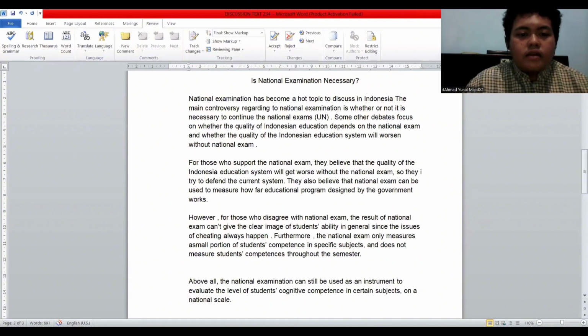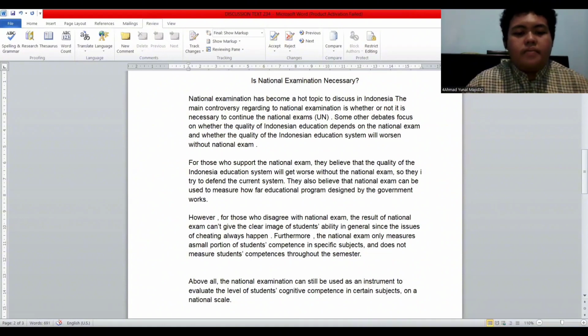We will see in the first paragraph, the first part. The first part of discussion text is the issue. National examination has become a hot topic to discuss in Indonesia. The main controversy regarding the national examination is whether or not it is necessary to continue the national exams. So at the beginning, it states what is being discussed. This text explains that national examinations are currently a hot topic in Indonesia. The controversy is whether national examinations are still needed in school.